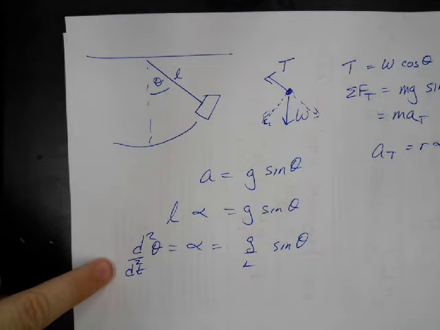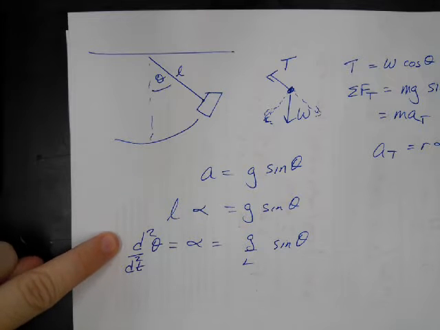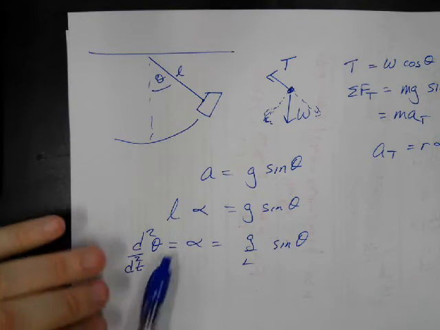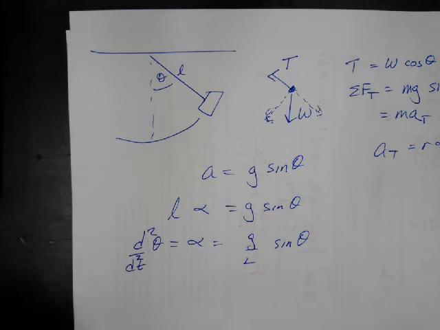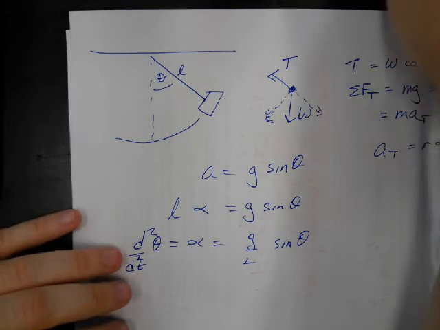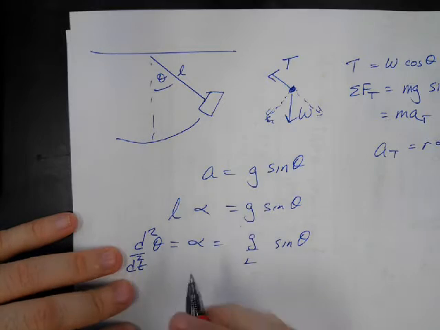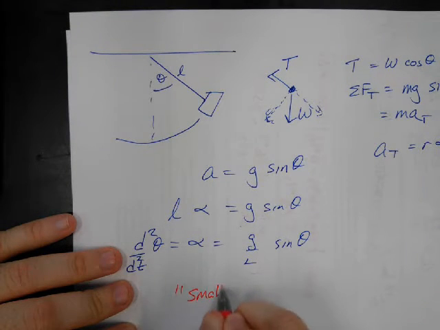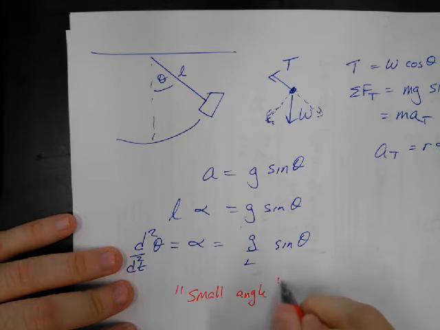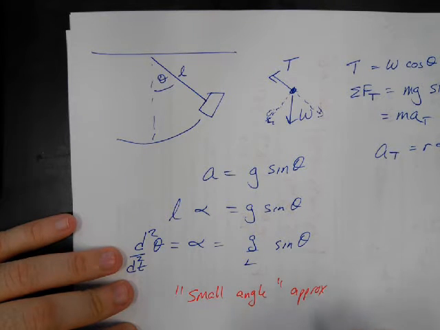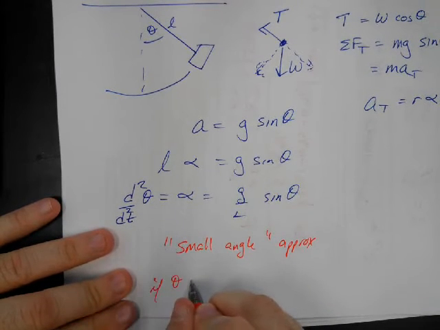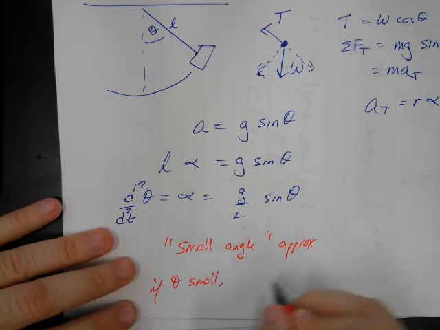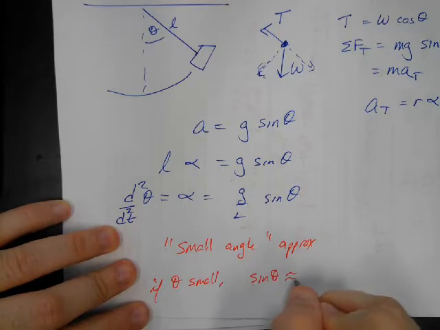So this is a differential equation, and this is a hard differential equation. This one's not solvable. We have the second derivative of something is a constant times sine theta. It's not strictly easy to solve. However, what we're going to do is make something called the small angle approximation. What we're going to say is, if the angle is small enough, then sine of theta is approximately theta.